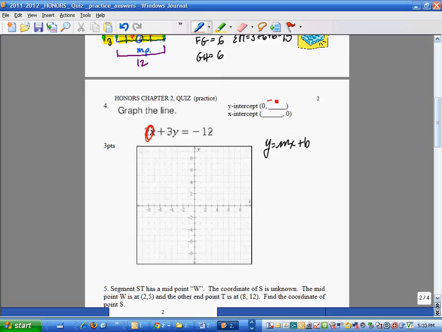And then if you put a 0 where the y is, that zeroes everything out, you get 2x equals negative 12. And of course, you're going to get negative 6. So let's graph these 2 points. (0, negative 4), that's the y-intercept. And then (negative 6, 0), that's the x-intercept. And then here is our line.